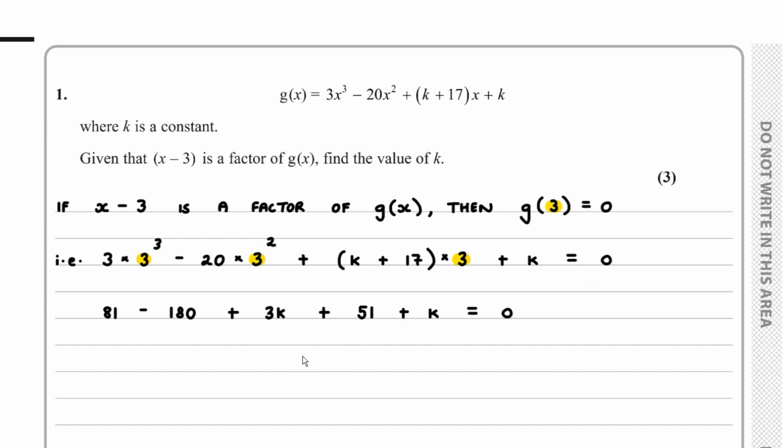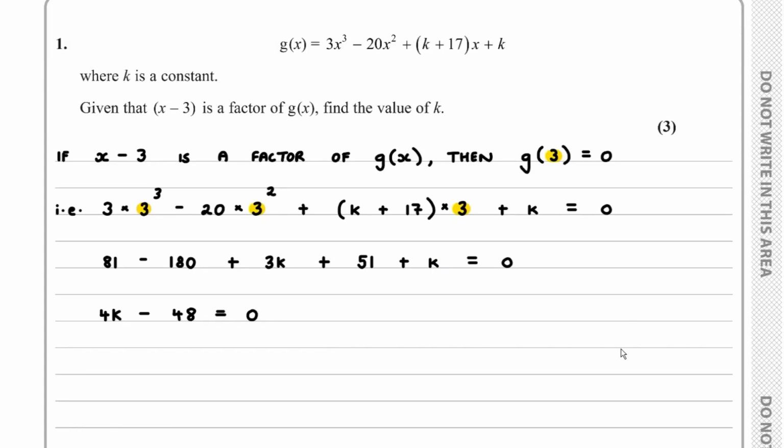And if we simplify, 3k plus k, that's 4k. 81 subtract 180 plus 51, that's negative 48. So we have 4k subtract 48 equals 0. And therefore, solving for k, you will find k to equal 12.